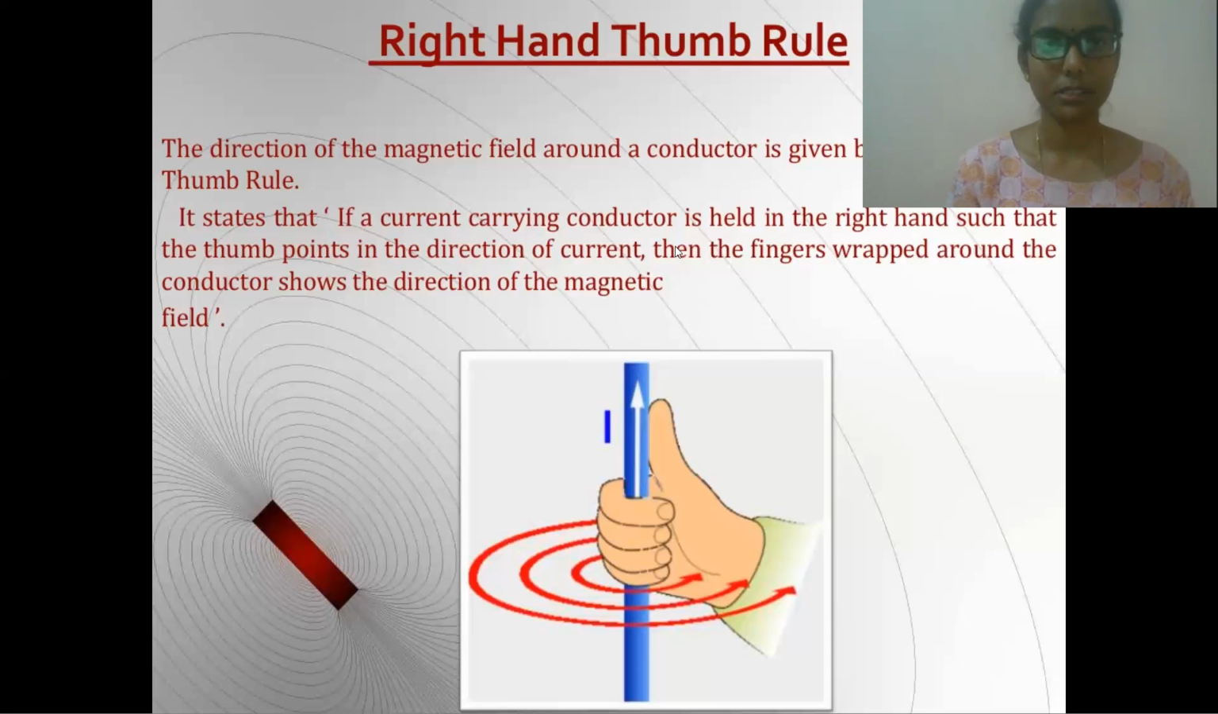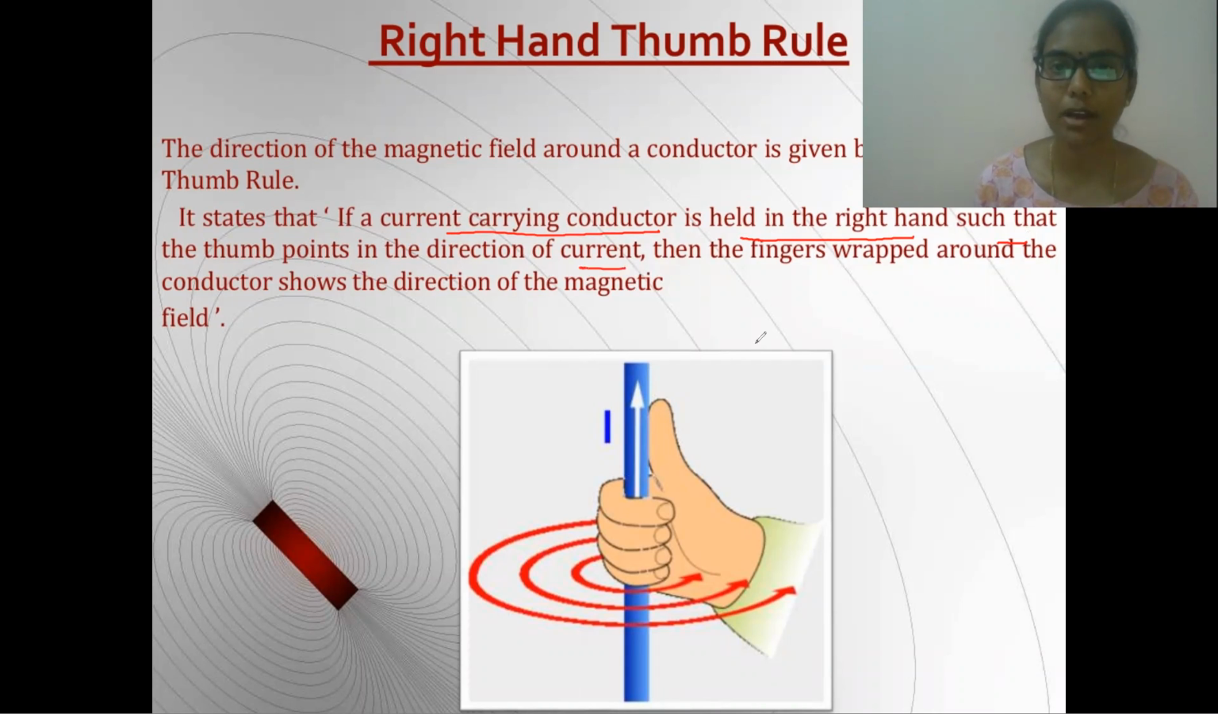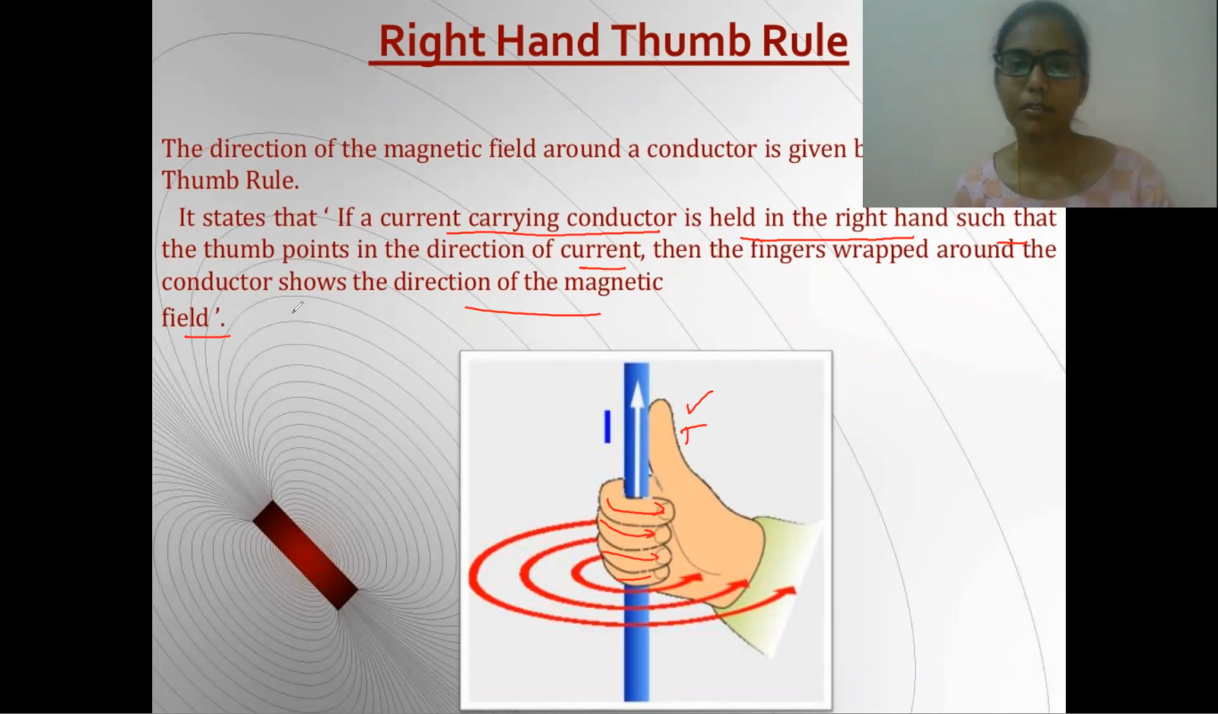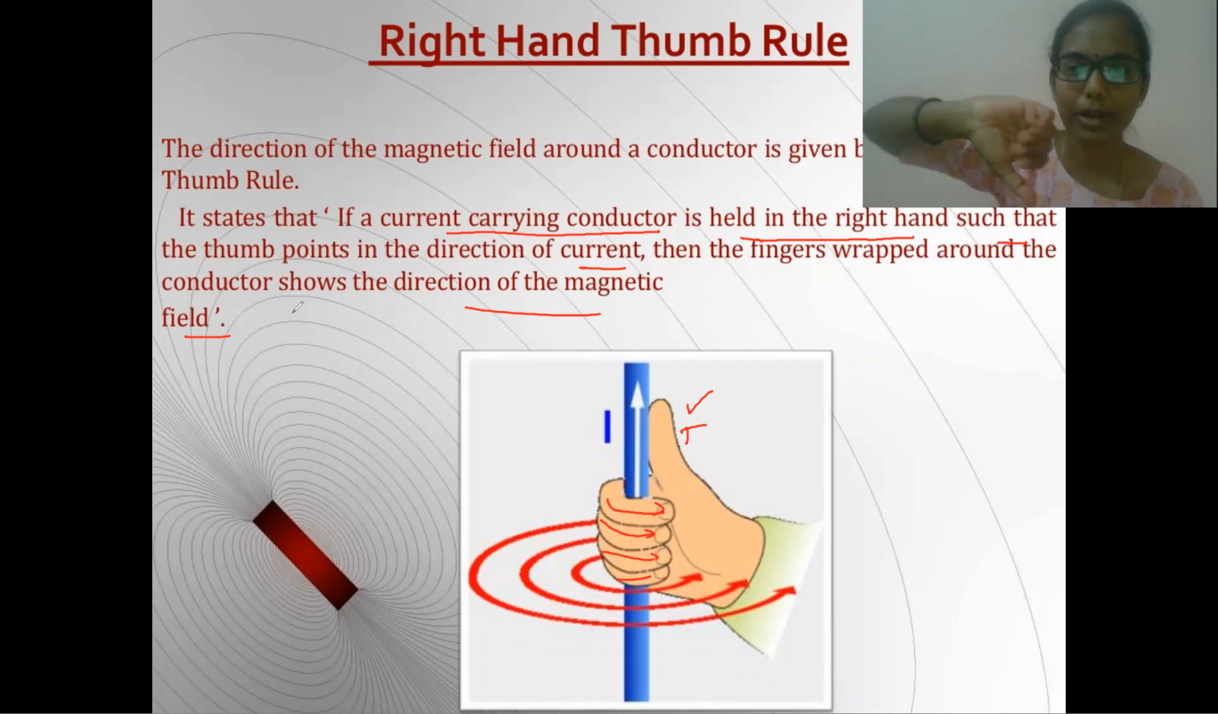Let us just read the words. The direction of the magnetic field around a conductor is given by the right hand thumb rule. Here it shows how it is stated. They will ask for this statement in the board exam, so you have to understand how it is stated. If a current carrying conductor is held in the right hand such that the thumb points in the direction of current, then the fingers wrapped around the conductor show the direction of the magnetic field. Clear, children? If you reverse the conductor downwards, the field lines also change. The clockwise and anti-clockwise directions will rotate.